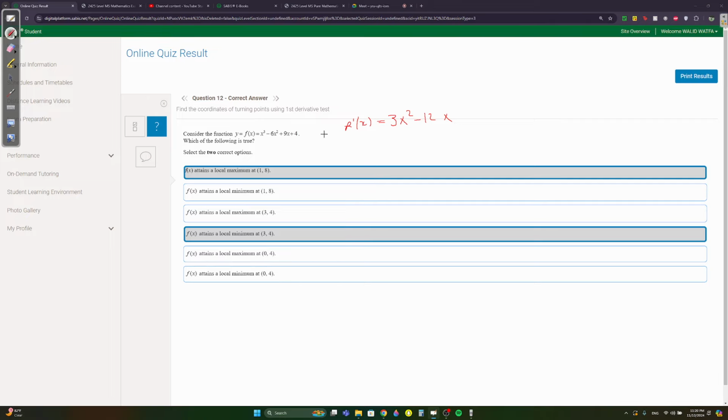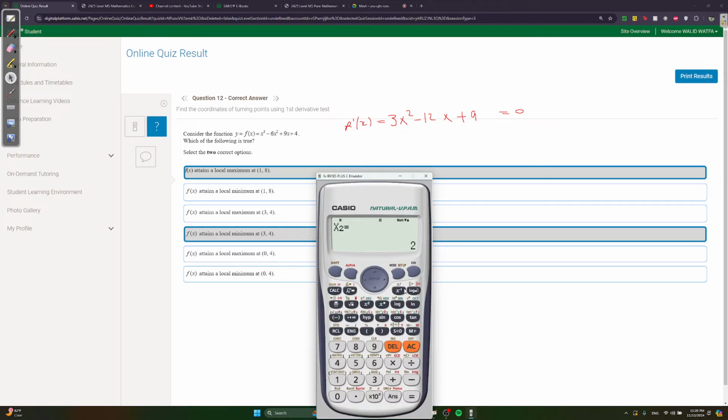It's minus 12x, and 1 times 9 is plus 9. So this is f prime of x: 3x squared minus 12x plus 9. We need to equate this to 0, right? So let's put this in a calculator. You can get 3, minus 12 and 9: 3 and 1. So x equals 3, x equals 1.